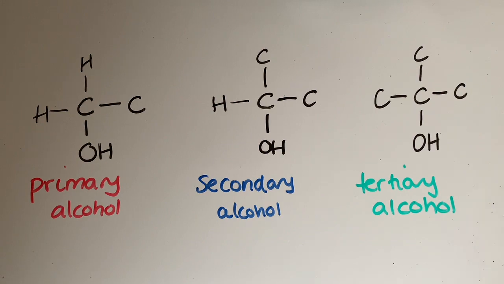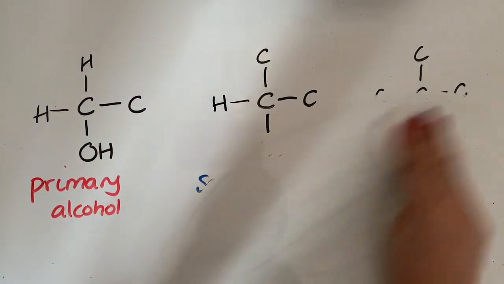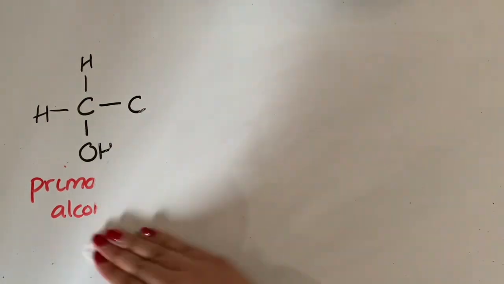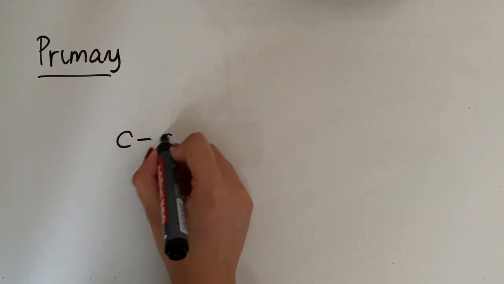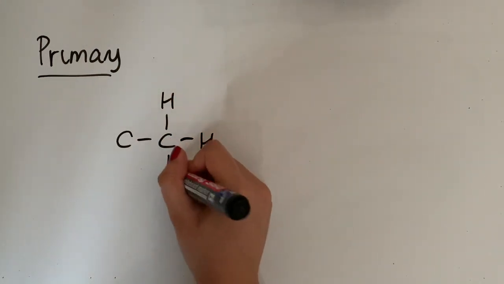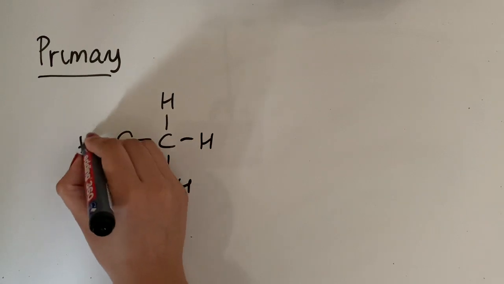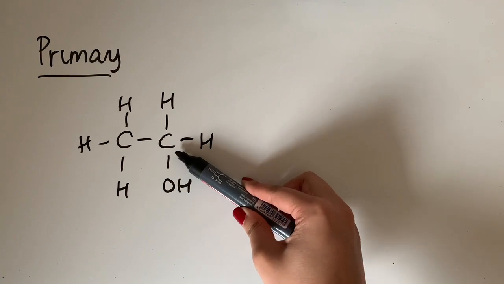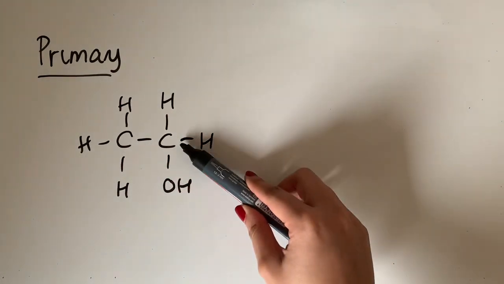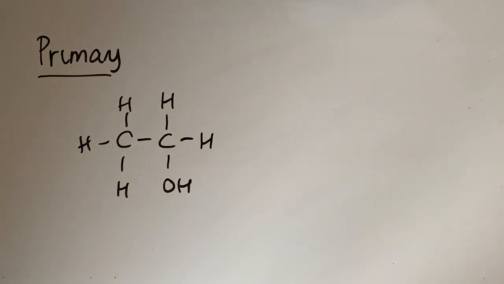Okay, so let's now go through examples of each. Let's firstly start off with a primary alcohol. The simplest primary alcohol that matches the definition of what I've just said is ethanol. Ethanol is a primary alcohol because the carbon to which the OH is attached is only bonded to one other carbon and two hydrogens. So ethanol is an example of a primary alcohol.